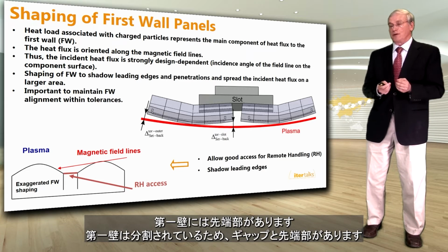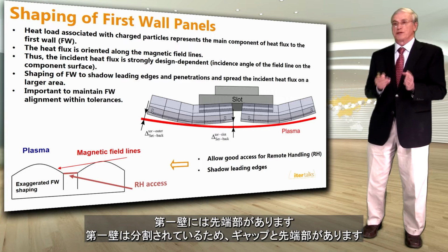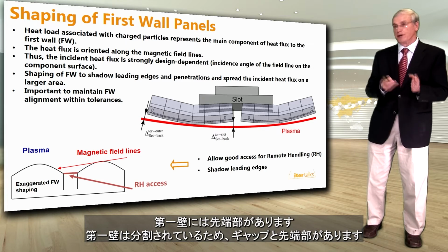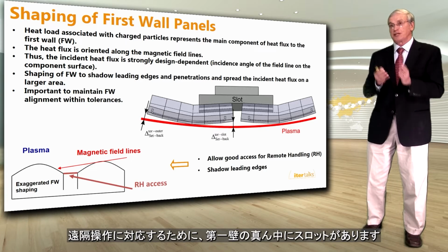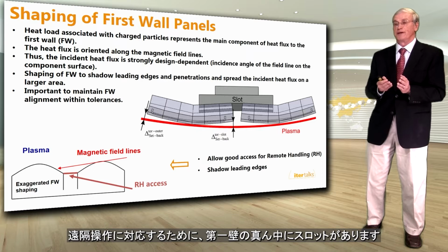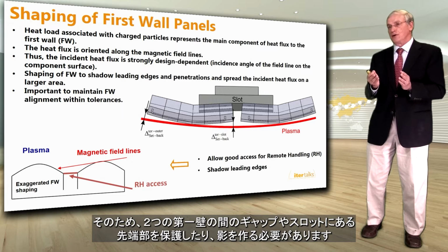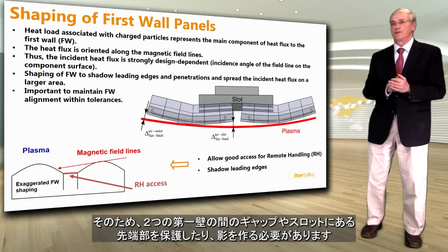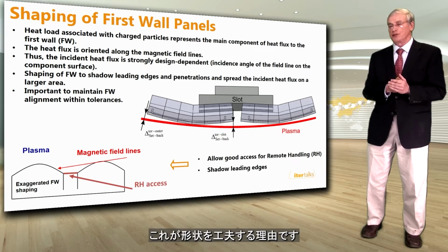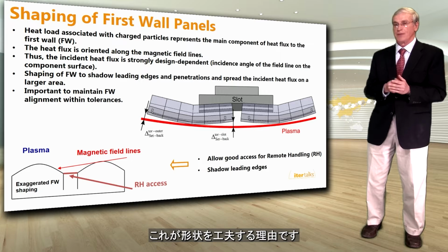Now, in the first wall, we have leading edges because one first wall is separated by the other. You have a gap and a leading edge. We have a slot in the middle of the first wall to accommodate remote handling. So we need to protect or shadow these leading edges at the gap between the two first walls or for the slot. And this is why we use shaping.